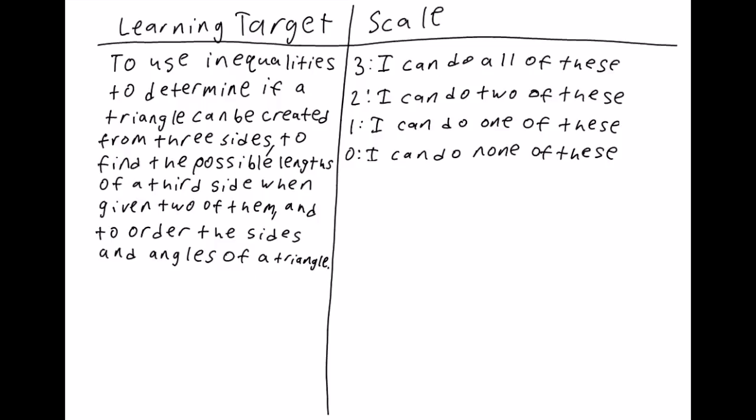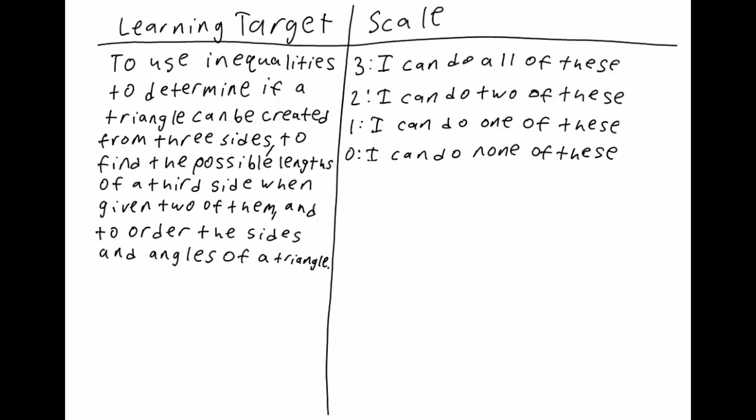And so for the scale, pretty straightforward. A 3, you can do 3 of these things. 2, you can do 2 of these things. 1, you can do 1 of these things. 0, you can do none of these things.